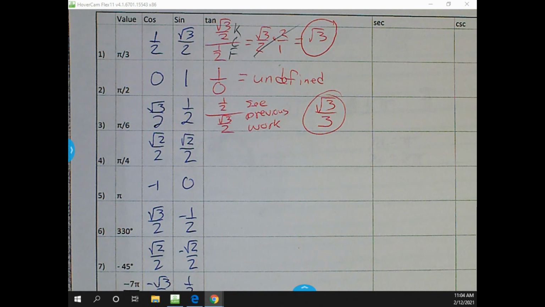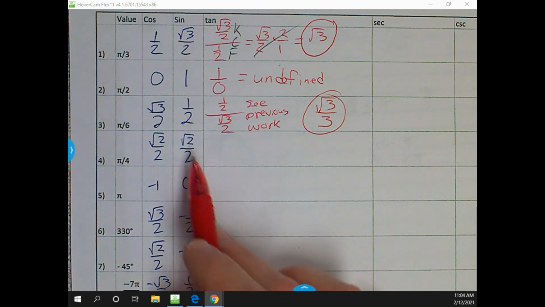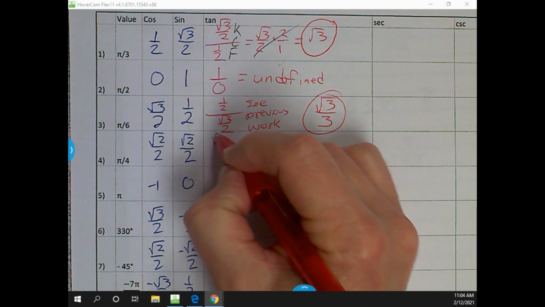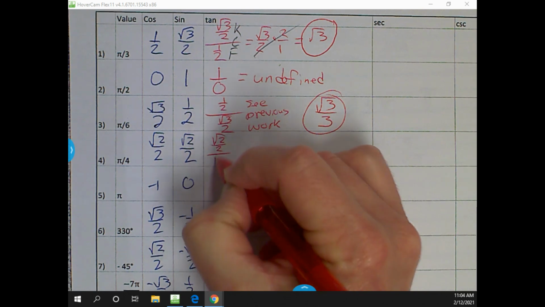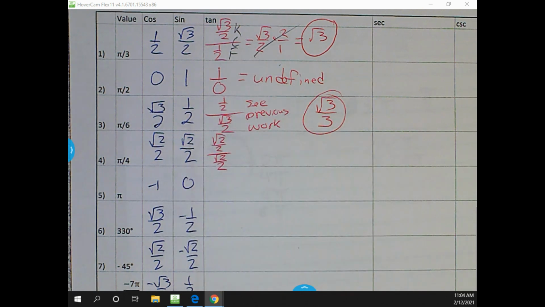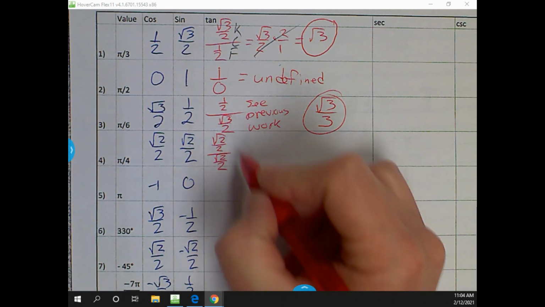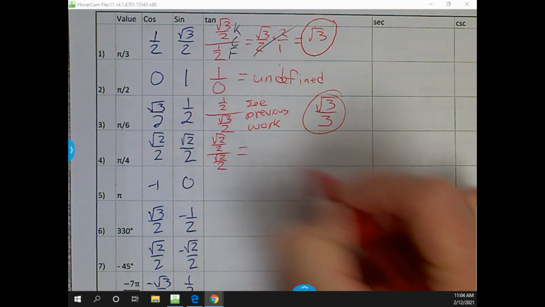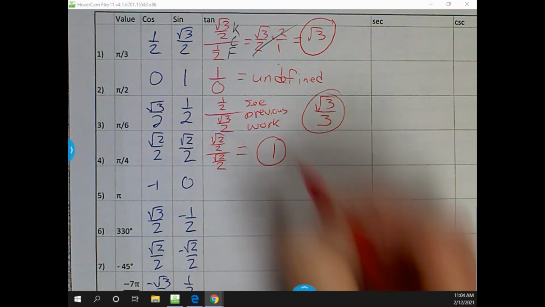All right, number 4 gets really easy because if we stop and think about it, we're going to do sine over cosine. What happens when you put the same thing over itself? It just cancels out, right? So if you put like 8 over 8 or 4 over 4, eventually they're going to cancel each other out. You just get a 1.